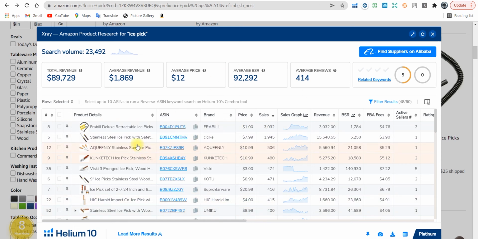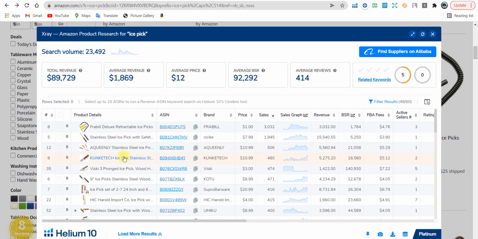So this was the complete finalizing of a listing when you have decided to launch a product in a specific niche. Like ice pick, I have selected the niche of ice pick. Now I am going to select a specific competitor. The first part of competitor analysis I have shown you completely.